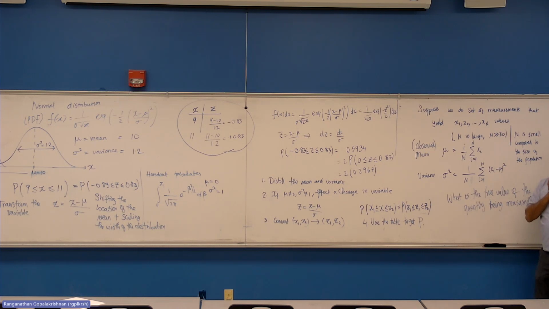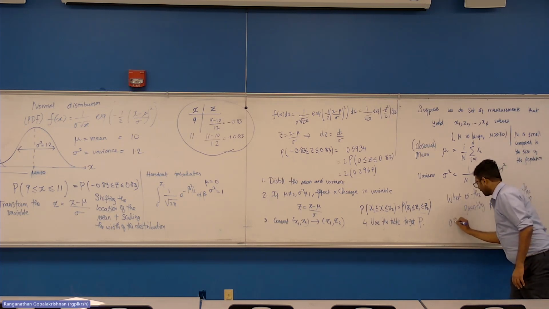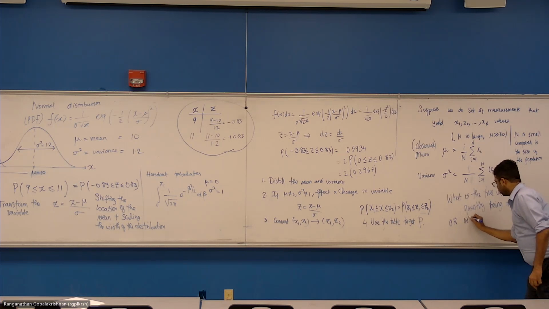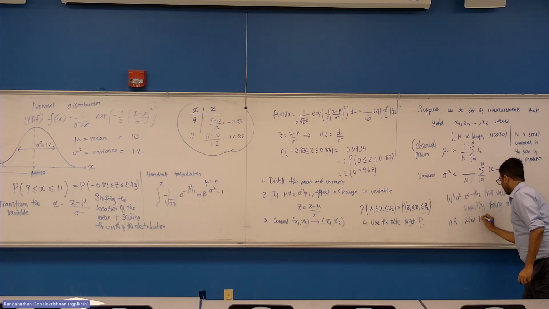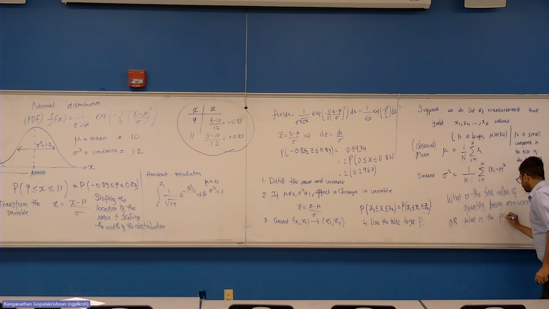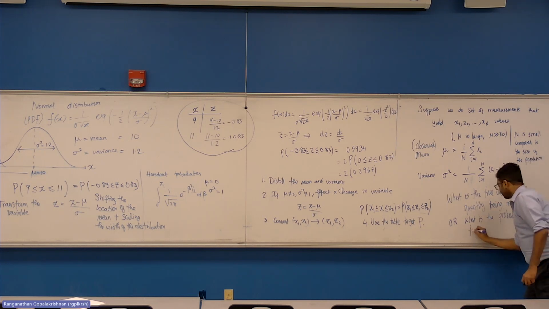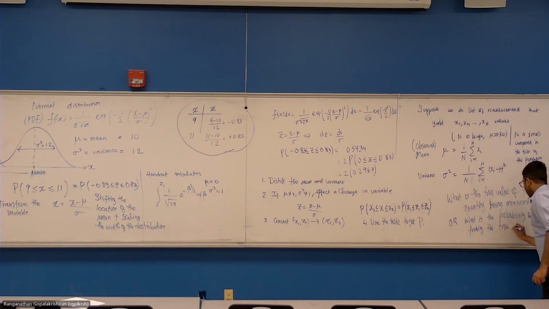I can get a value, and then I can ask the question, what is the true value? Or instead of that, I can ask, what is the probability of finding the true value in a certain range?